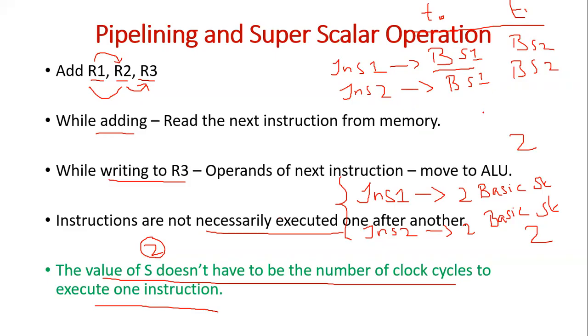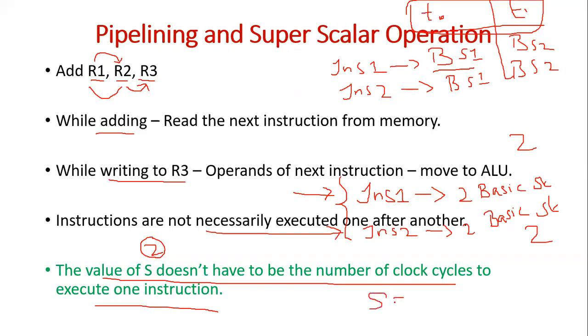In the previous case, when it is executed sequentially, the first instruction needs two clock cycles, and the second instruction also needs two clock cycles. But now, both instructions have completed in two clock cycles, because T0 is one cycle and T1 is another cycle. During this time, you have completed two instructions. So now what is the value of S?